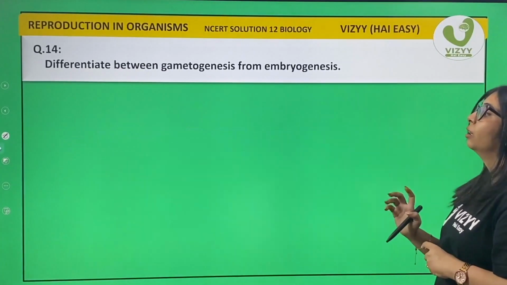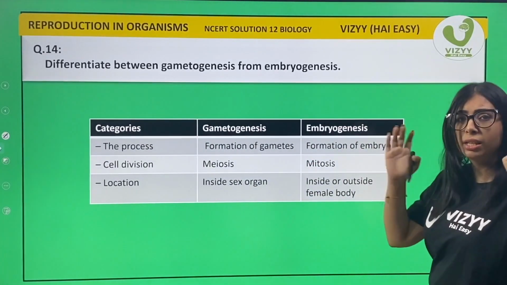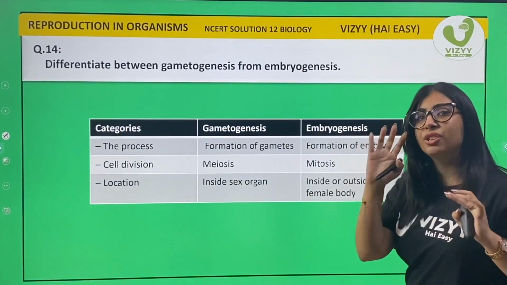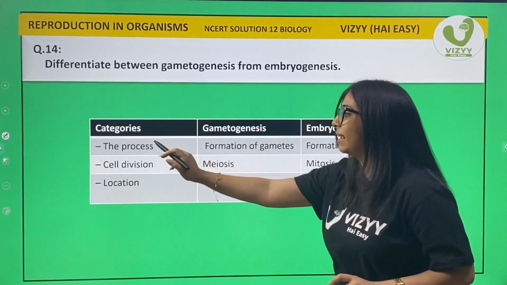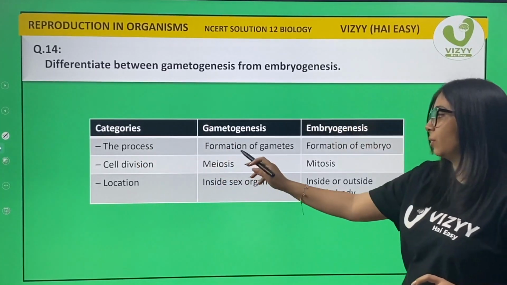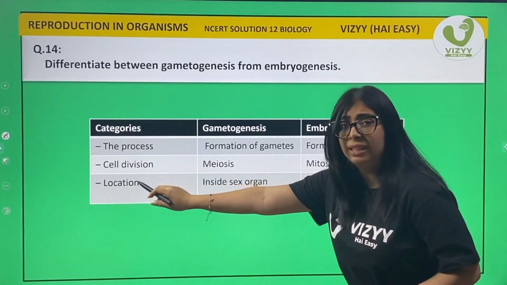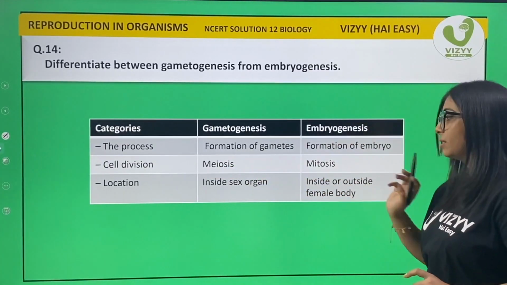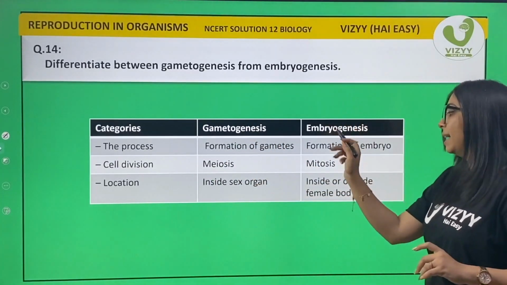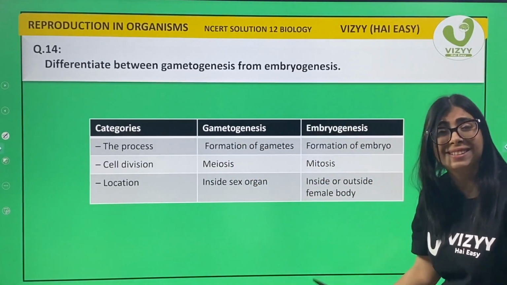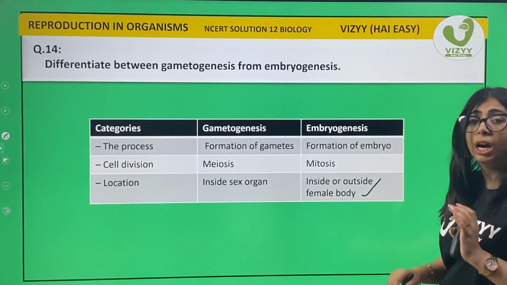Okay? Now categorizing it. Simple, sweet, small, and it will contain each and every detail of your difference. So category 1. The process is known as formation of gametes, whereas this is formation of an embryo. Type of cell division, meiosis. This is mitosis. Location, inside a sex organ, whereas this occurs only inside a female body. So we are done.